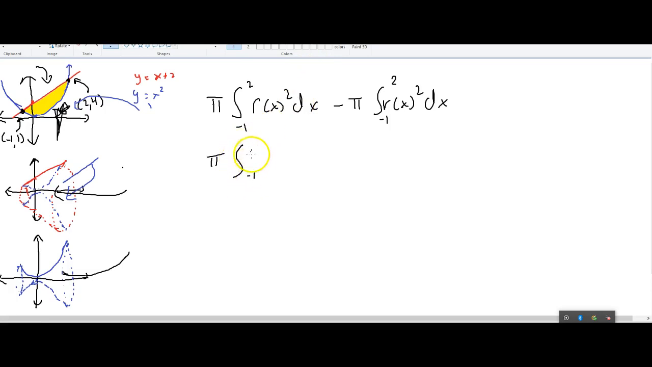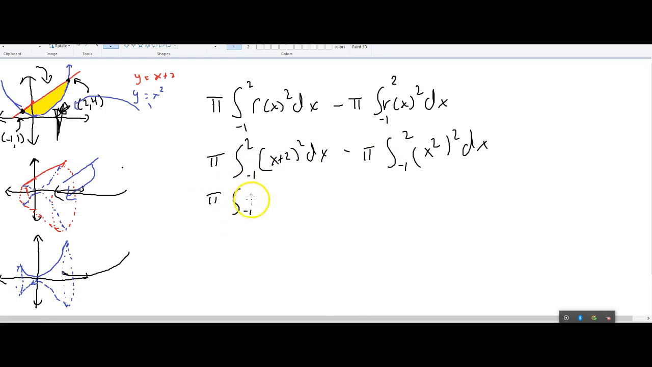Okay, so pi times the integral from -1 to 2 of (x plus 2) squared dx, minus pi times the integral from -1 to 2 of the inside one, x squared, squared, dx. The rest is just, you can combine it like we did in the previous ones, but I'm not going to here because I don't want to do two things at the same time. It gets a little confusing. This should be a 4x, sorry, dx minus pi, integral from -1 to 2 of x to the 4th dx.